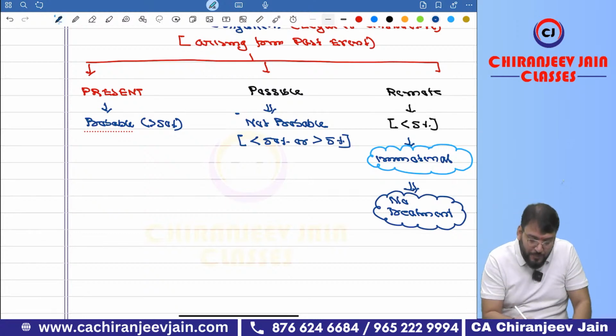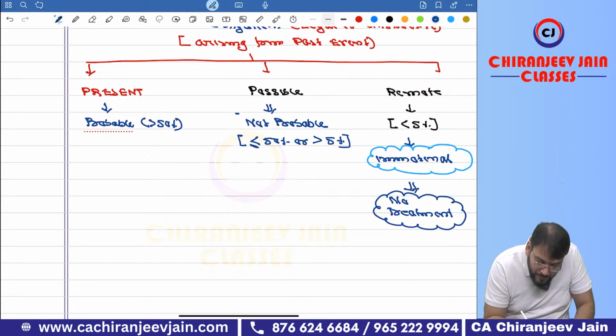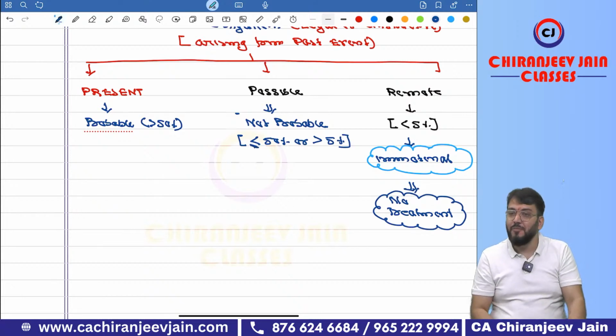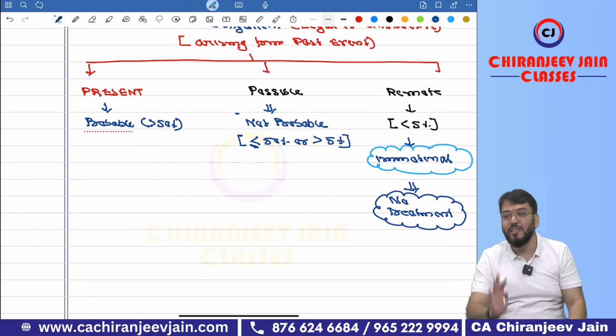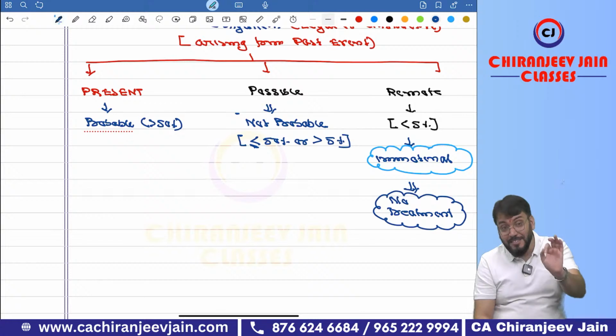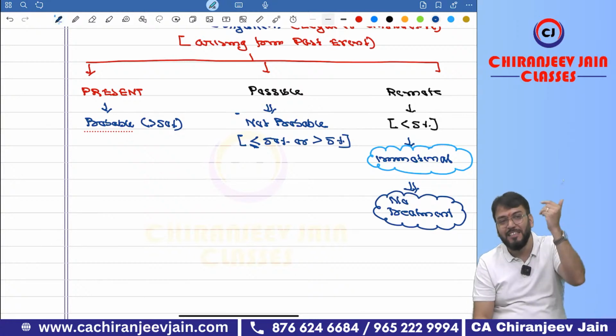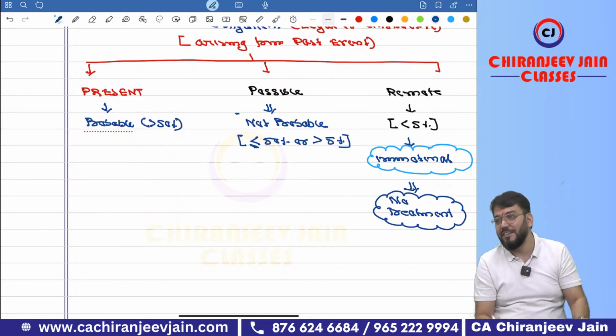But from exam point of view, if equal to 50% is possible, because probable means chances are more than 50%. So from exam point of view, say not practically. Practically it cannot be equal, but in exam it can be equal to 50%.